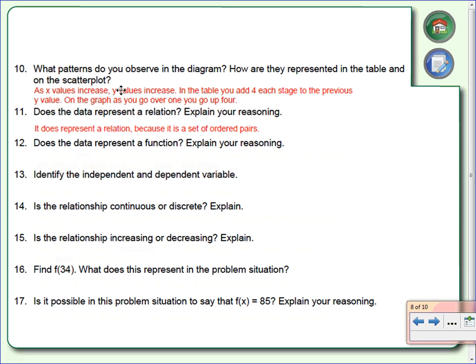Ethan, do any of the x's repeat? No. So can I call this a function? Yes. As long as no x's repeat, you can call it a function. So number 12, yes, it is a function. And the reason it's a function is because the x's don't repeat.